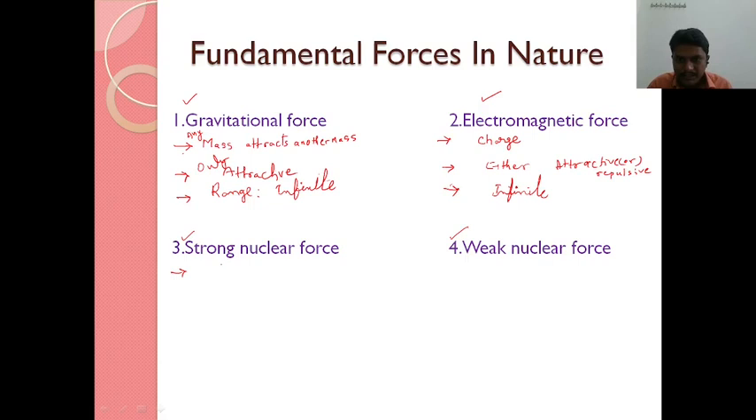Okay, it exists between the nucleons. Nucleons are nothing but neutrons and protons. The nucleus has only these two primary particles, neutrons and protons. Electrons are revolving around the nucleus. Okay, between the nucleons, this is also between the nucleons.